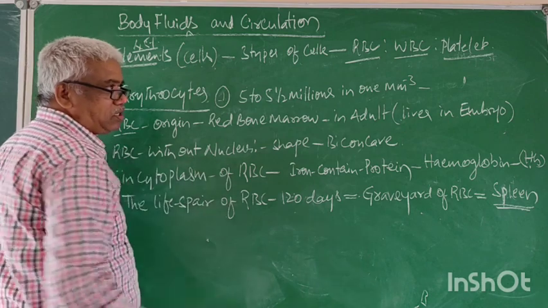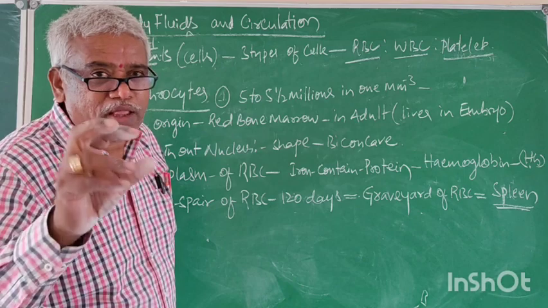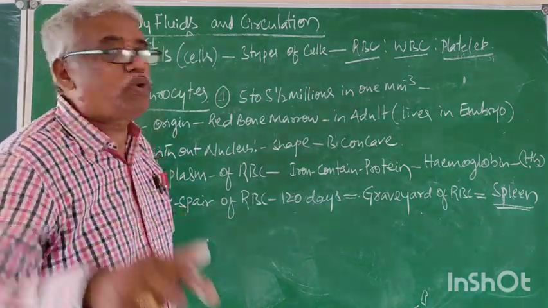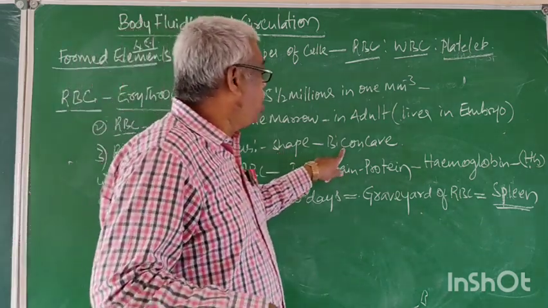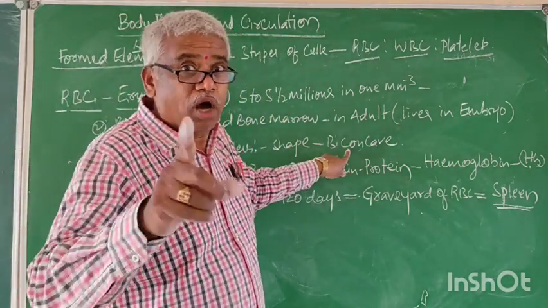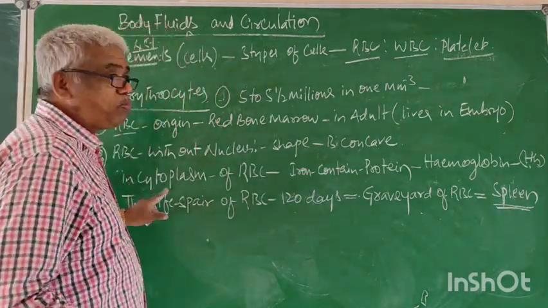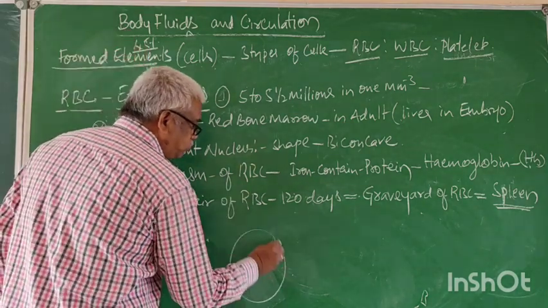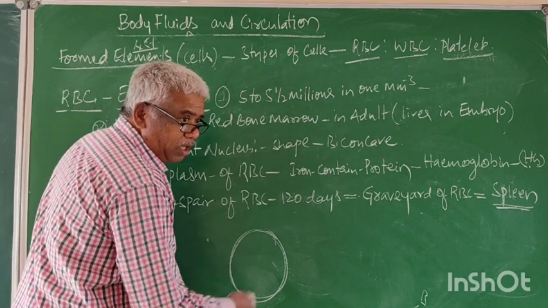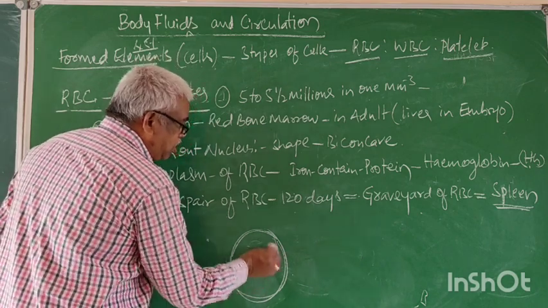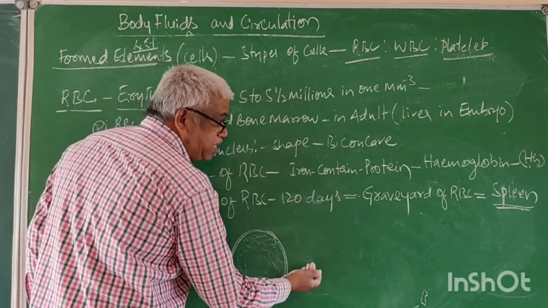RBC without nucleus. RBC is a cell, like a tissue cell. Generally a cell has a nucleus in the middle, but most importantly RBC is without nucleus. The shape of RBC is biconcave. All these are important, remember them. Now in the cytoplasm of RBC, there is a plasma membrane. There is no cell wall. It is an animal cell. Now cytoplasm of RBC.